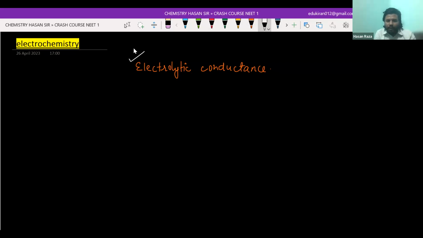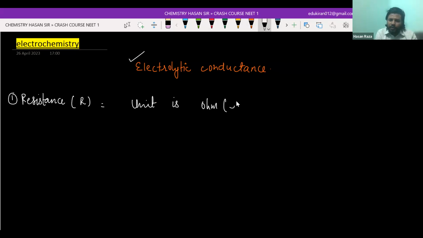electricity. And you can see the first term that I'm going to introduce is resistance. Resistance, we denote it with R, and you know that it's a property of any conductor which resists the flow of charge, and its unit is ohm. And we represent or symbolize it with this. This is your ohm.